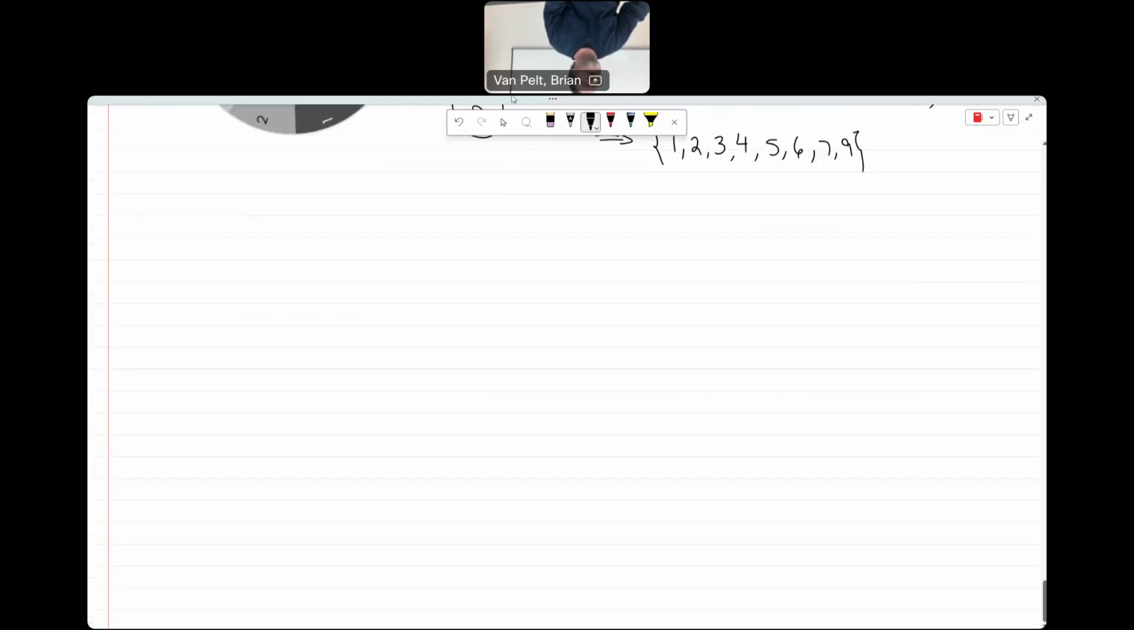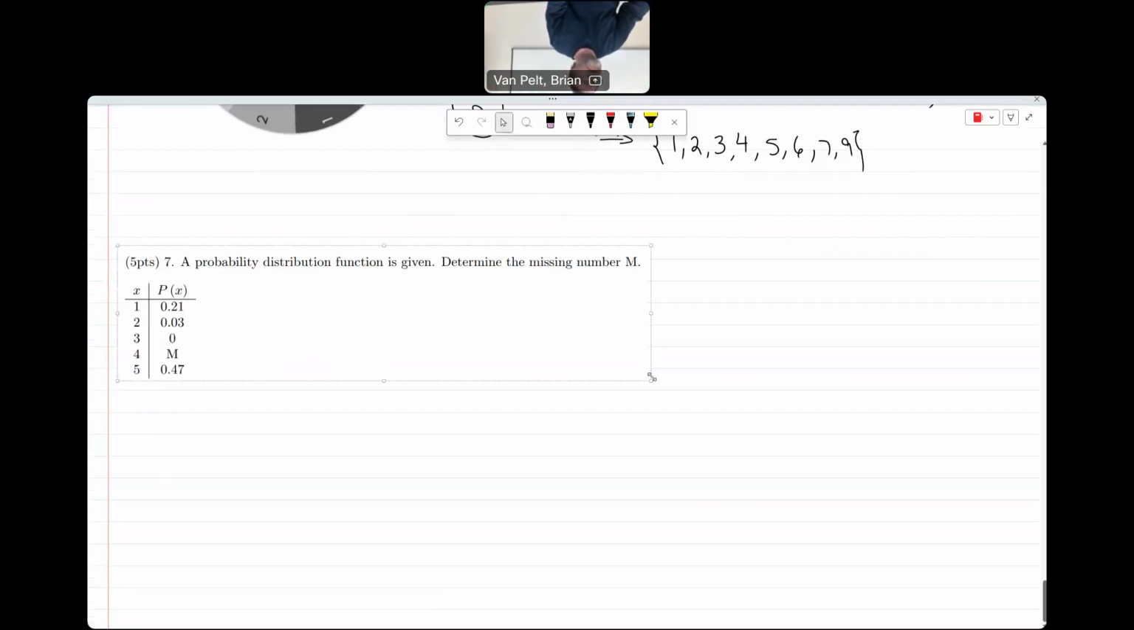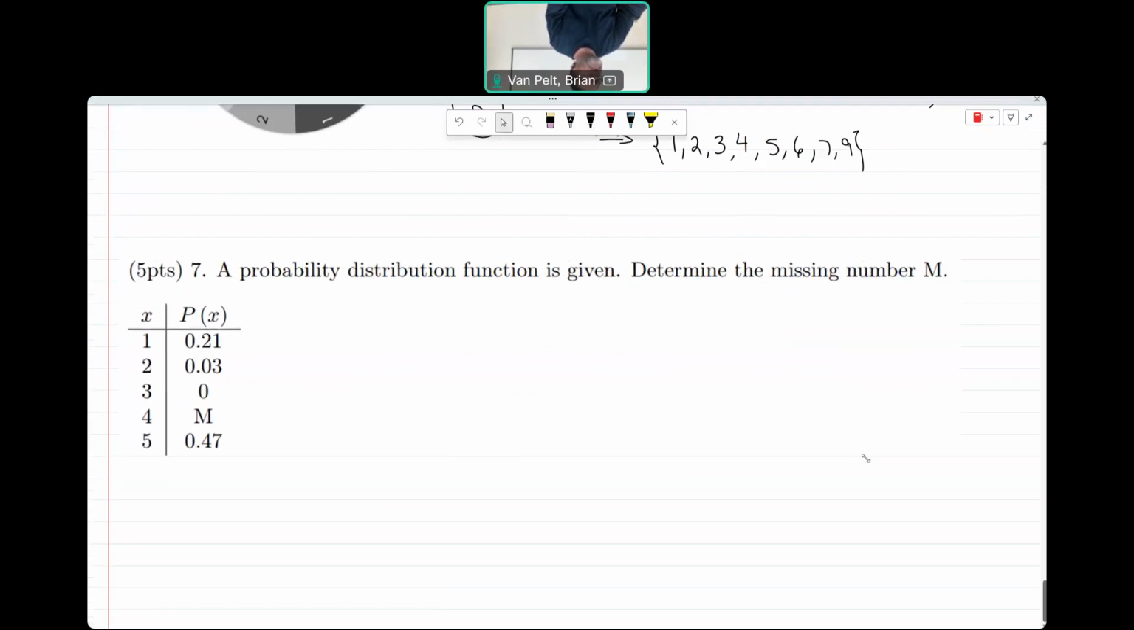Okay, moving on. On to number 7 from test 2. You guys remember how this works? What do you know about the probability column? What does it have to add up to be? 1? So with that, do you know how to get the letter M then? If you know that adds up to 1, what do you do? Yeah, add all of them and subtract it from 1. That's right. So we know this adds up to be 1. So we'll put them all together.